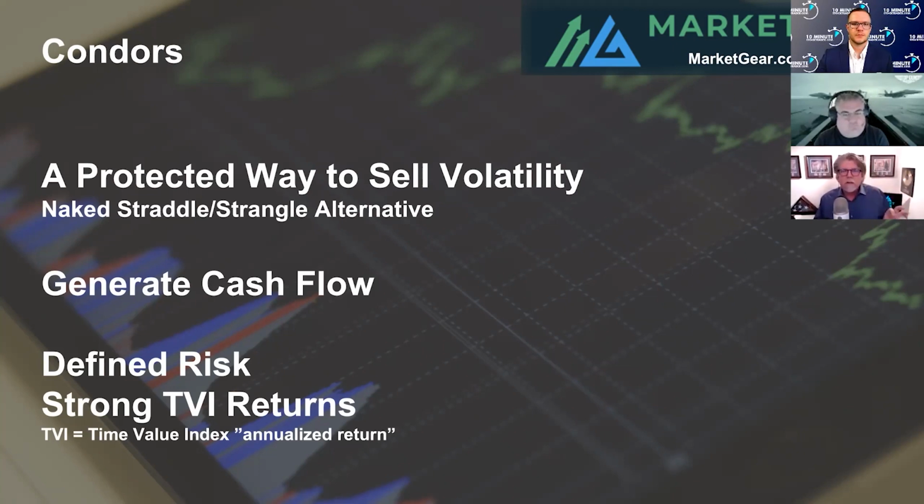One of the cool things about this is it can generate a pretty strong, we call it TVI, or time value index. What time value index is, is really the same thing as what that trade would be if annualized. But if I bring in 50% in a month, that doesn't mean I'm going to bring in 600% in a year. The TVI number would be 600%, but the reality is you're not going to do that. So we don't like to call it an annualized return, because that's a bit of a false sense of it. So we call it time value index. But it does generate a nice cash flow for a relatively short period of time.